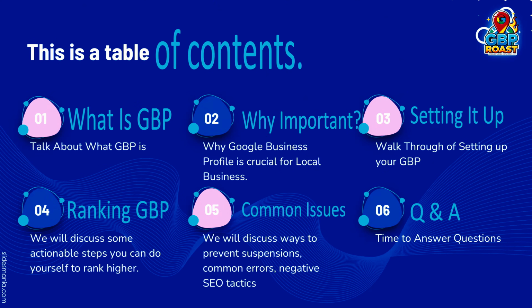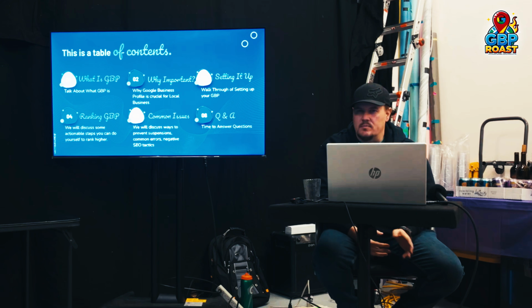And then I'm going to cover a couple of common issues, some things to look for, things like if you ever get flagged, the steps you need to take to contact Google to get your business reinstated. Some common errors and some common things that you may see that look a little bit suspicious that you need to keep your eye on as well.